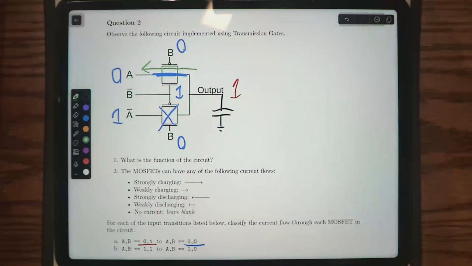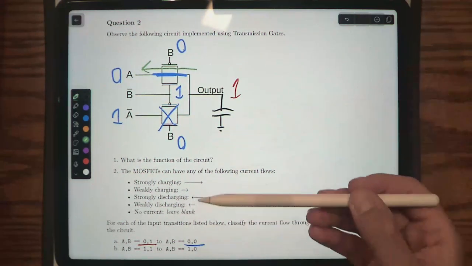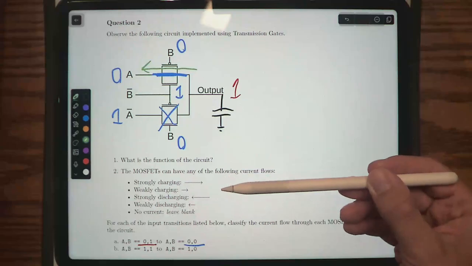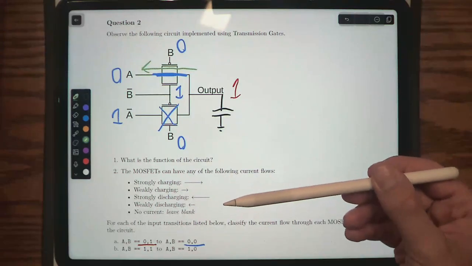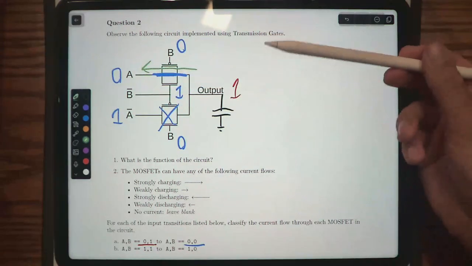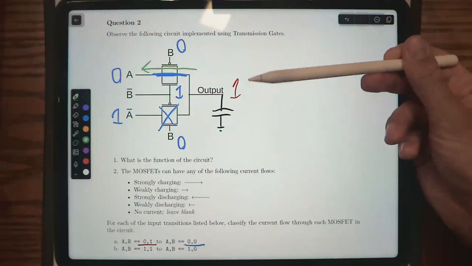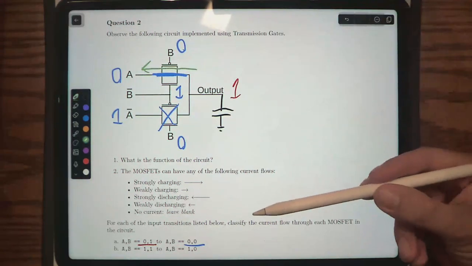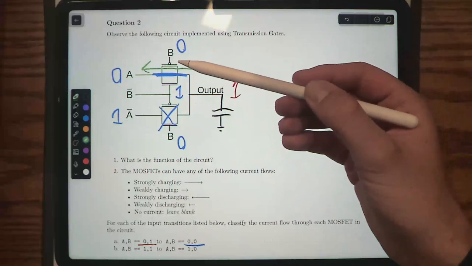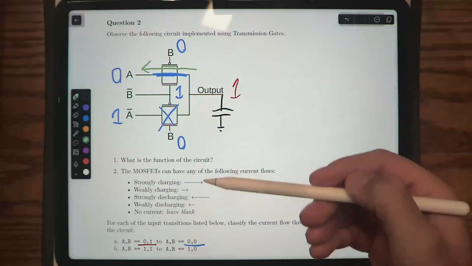But now the question is, well, what? So here I say there's strongly charging, strongly discharging, weakly discharging. Would we call this charging or discharging? Yeah, this is discharging, right? It's discharging the output. Okay. So there's the PMOS and the NMOS, strongly and weakly discharging.